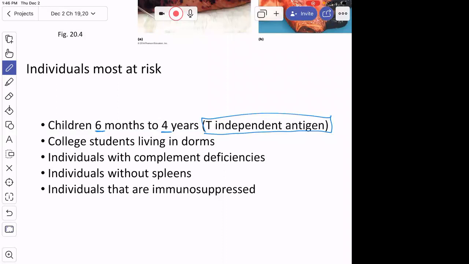The other at-risk age group is teenagers and young adults, about 16 to 23, especially college students living in dorms, so living in close contact. Anybody with some kind of complement deficiency. Complement is really important, especially in fighting bacterial pathogens. Individuals without spleens. If you don't have a spleen, that just makes you more susceptible, especially to exogenous antigens, bacterial pathogens. And just kind of a catch-all, anybody that's immunosuppressed for any reason is, of course, going to be at more risk.